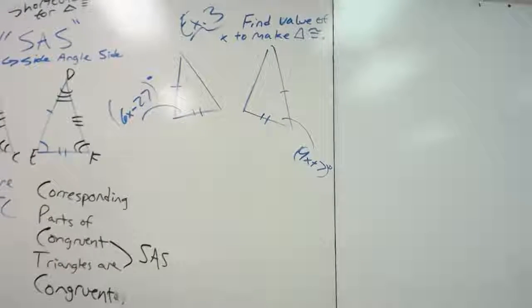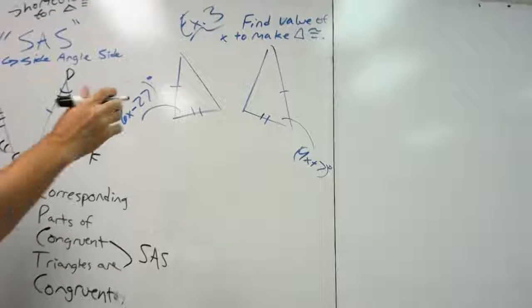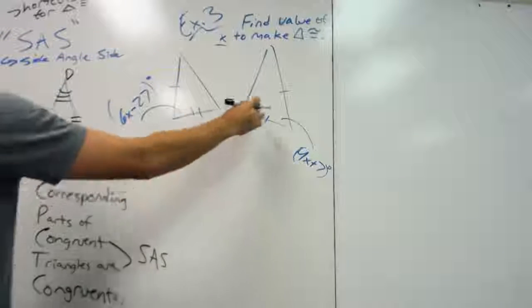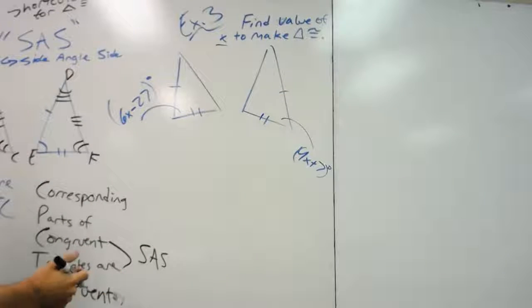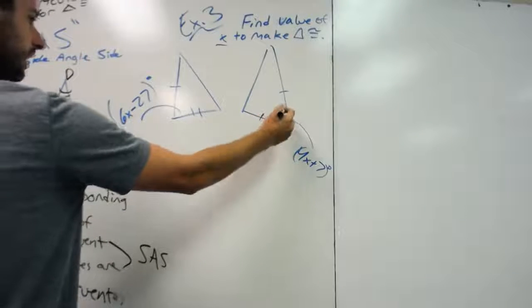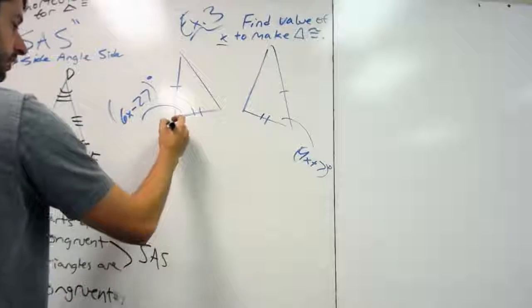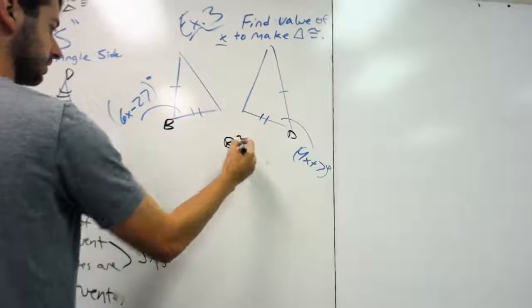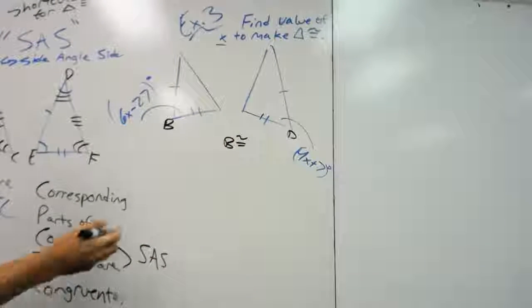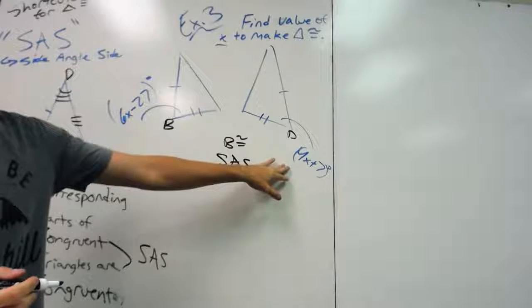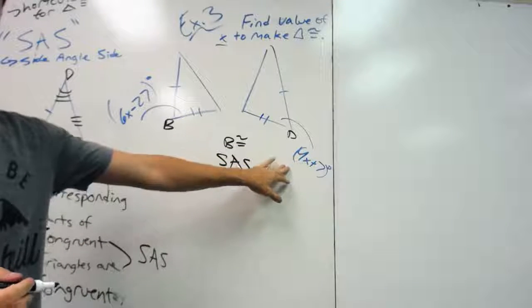Example 3 says find the value of x to make the triangles congruent. So it shows us that these sides are already congruent. So if we can prove these angles are congruent, I'm just going to call this B and this D. If we can prove that B is congruent to D, then we could have side angle side. And it already gives us measurements. And so if we want to prove they're the same, we simply need to set them equal to each other.